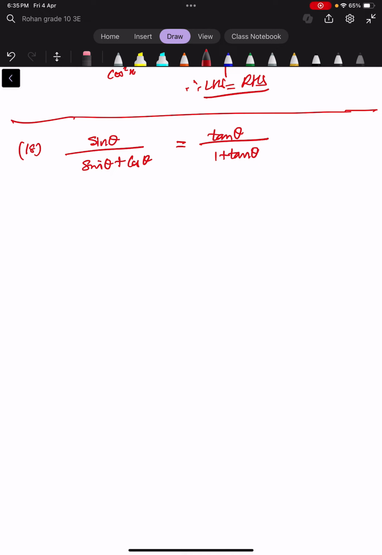Which side do you think you should start with? Tan upon 1 plus tan? The right side, maybe? Yes, very good, right hand side. So sine theta over cos theta, divided by 1 plus sine theta over cos theta. You can just convert it as well, for both.